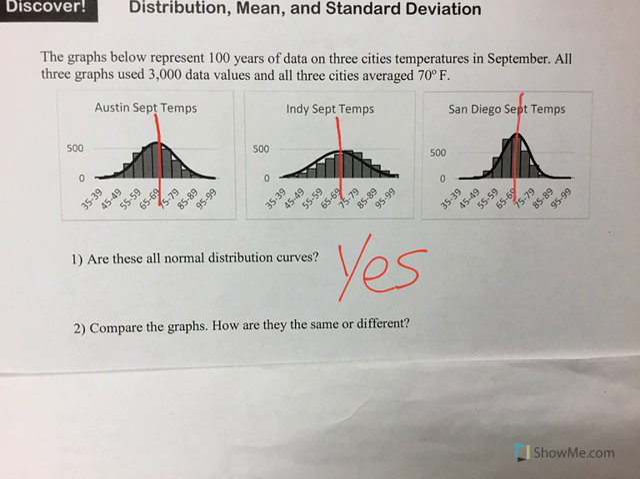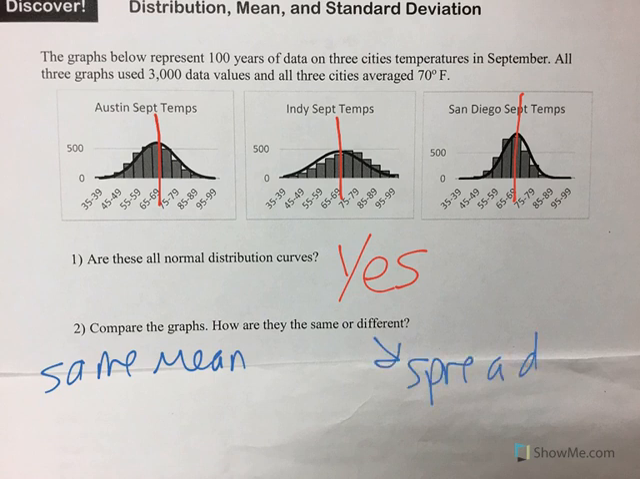So if I draw a vertical line in each graph, that's at 70 for each one. Look at my line. It's right at the edge of 69, so I'm kind of consistent even in that. So compare the graphs. How are they the same or different? Well, we just said they have the same mean, but they're different because they have different spreads. Look how spread out the data is.